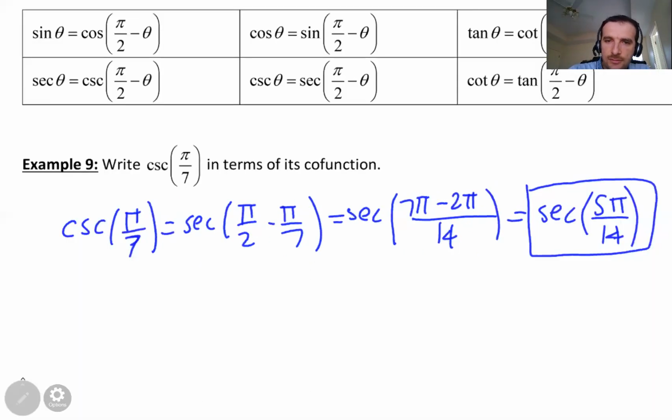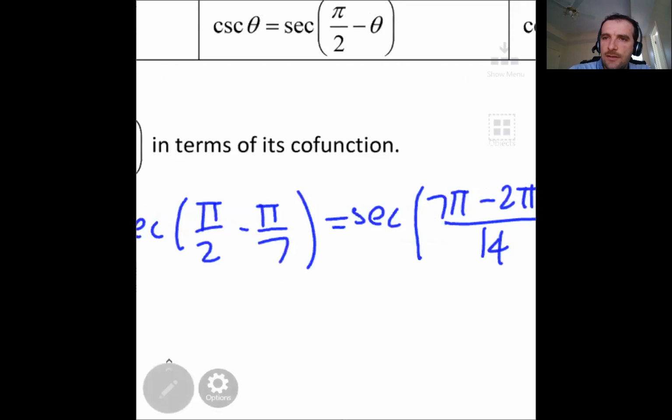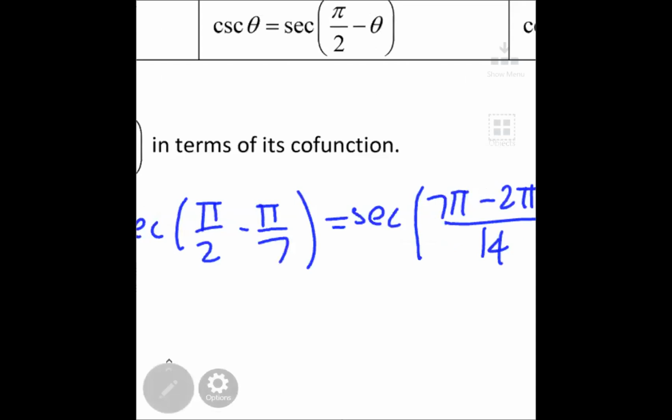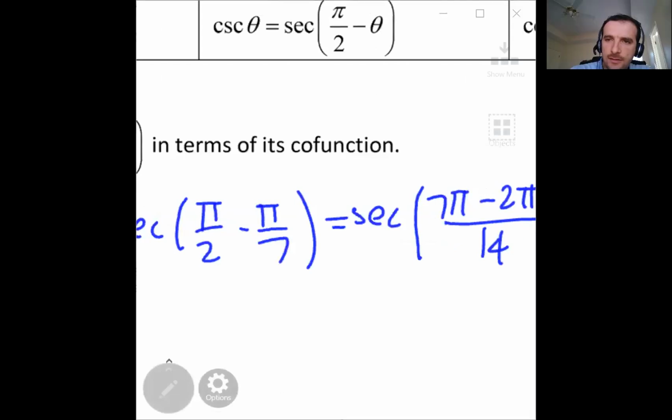Okay, so wait a minute. Okay, I think it is, no, not this one.